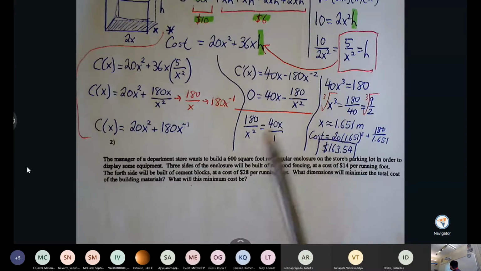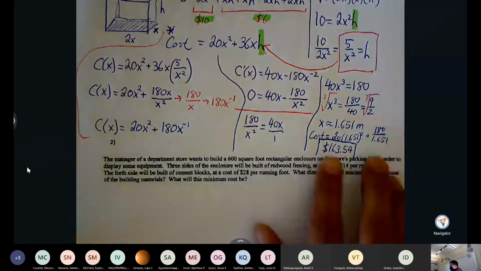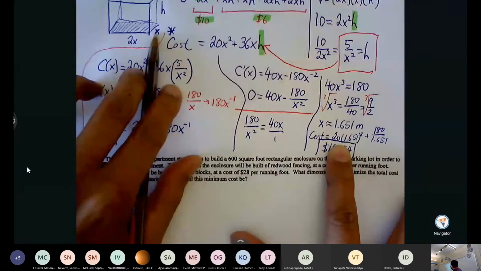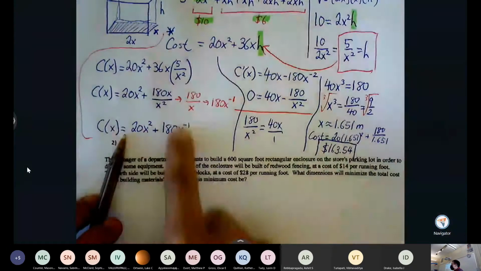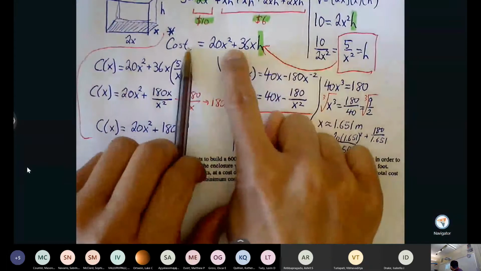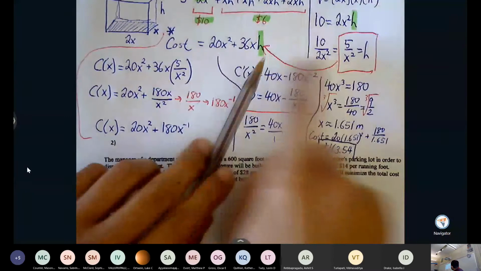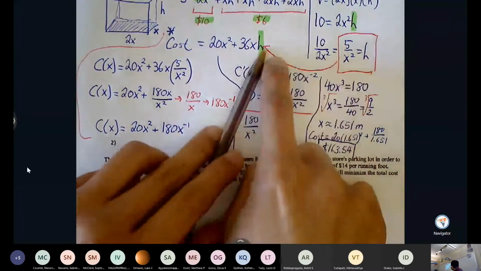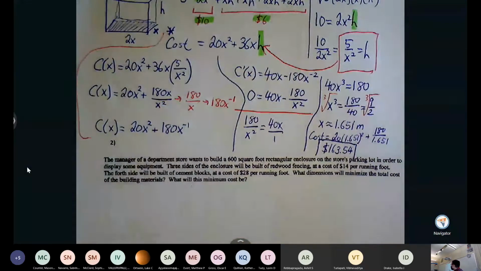So is the x not the answer? X is one of the dimensions. It's this dimension here, but it's what we need to plug into one of the cost equations, right? If you want to plug into the original cost equation, you have to find h first. So it's up to you. You can either find the height first and then plug in, or you can use one of the adapted cost equations. Whichever one you want to use. Okay, any other questions?